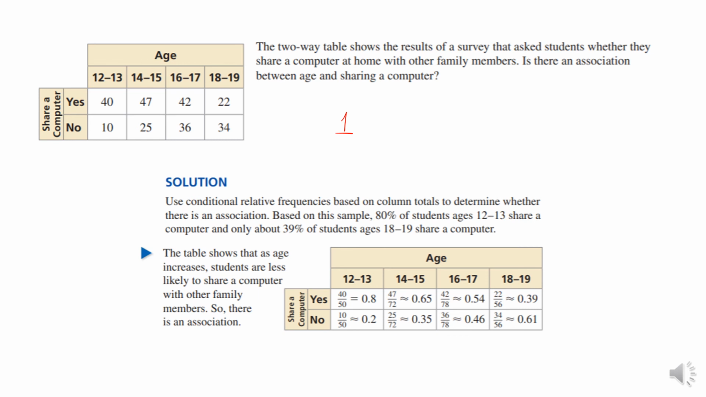And so if you look at all the data and you make your frequency table, you'll see that the table shows that as age increases, students are less likely to share a computer, which makes sense because they have more need for the computer to themselves. So you can pause and read this, or you can look at this in your textbook because this is the example from the text. But hopefully that gives you a good understanding of two-way tables.